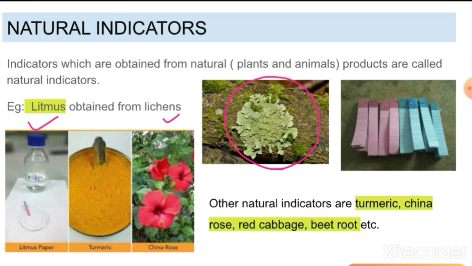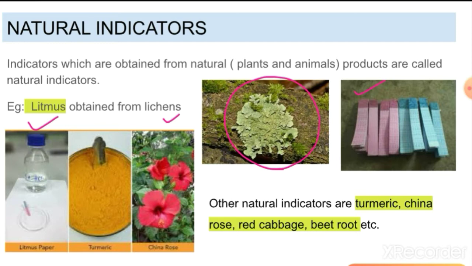Litmus which we get from the lichens is naturally purple in color, but out of this litmus we obtain two types of papers. One is red litmus paper, the other one is blue litmus paper. Not only with paper, we can also do the litmus test with solution. So we have two types of solution, red litmus solution and blue litmus solution. So this is about the litmus.